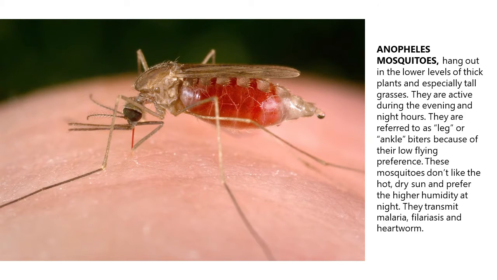Anopheles mosquitoes hang out in the lower levels of thick plants and especially tall grasses. They are active during the evening and night hours. They are referred to as leg or ankle biters because of their low-flying preference. These mosquitoes don't like the hot, dry sun and prefer the higher humidity at night. They transmit malaria, filariasis and heartworm.